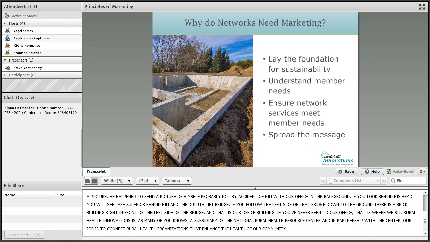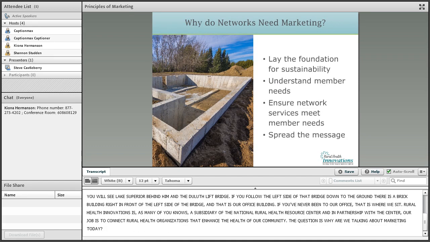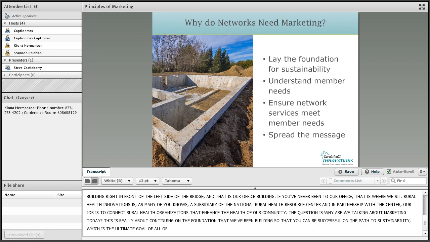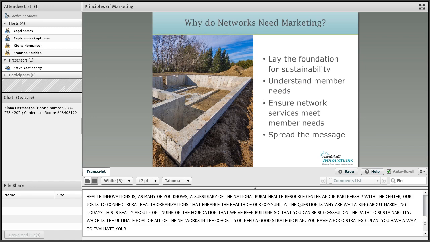So the question is, why are we talking about marketing today? This is really about continuing on the foundation that you've been building so that you can be successful and to really set the path for sustainability, which is the ultimate goal of all of the networks in this cohort. And you really need a good strategic plan. You've got a good strategic plan. You've got a way to evaluate your progress towards your goals. And now it's time to continue to build on the work that you've done with your marketing plan.